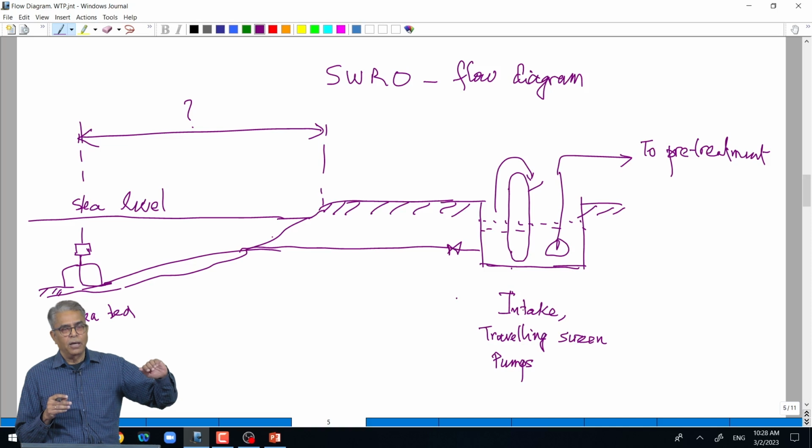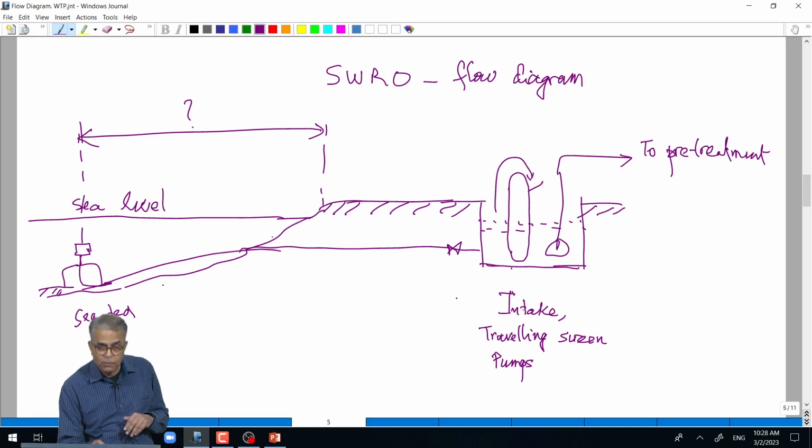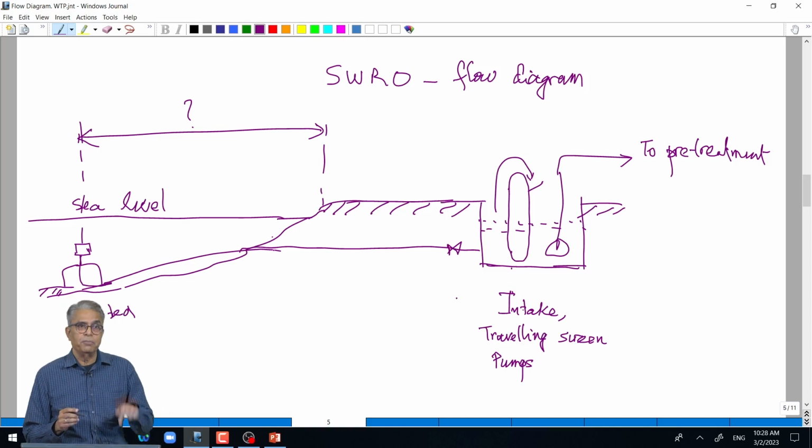Of course, you want to keep it as close as possible, because the longer you take it, you can imagine the expense of laying a pipeline in the sea. Secondly, most authorities say you can't just lay a pipeline and leave it like that, you have to bury the pipeline below the sea bed.